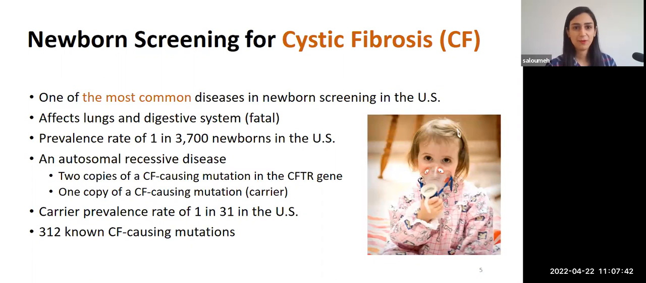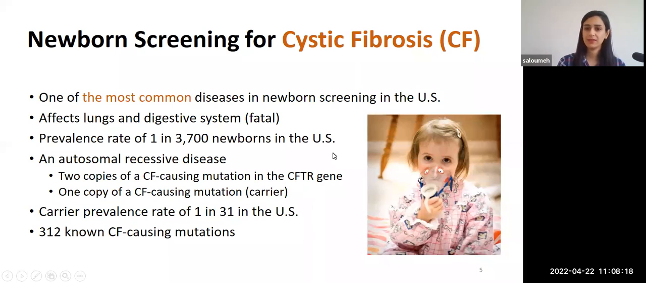Now let's focus more on newborn screening for cystic fibrosis. From now on, I may refer to cystic fibrosis as CF. It's easier. CF is one of the most common diseases in newborn screening in the United States. As I mentioned before, it is included in the screening panel of all the 50 states in the US. It usually affects the lungs and digestive system, and it's a fatal disease, meaning that if you don't treat it, if you don't control it, it can lead to death. The prevalence of CF is approximately 1 in 4,000 newborns in the US.